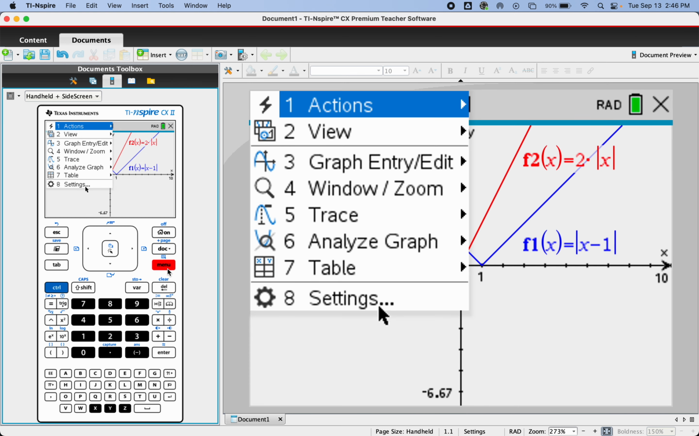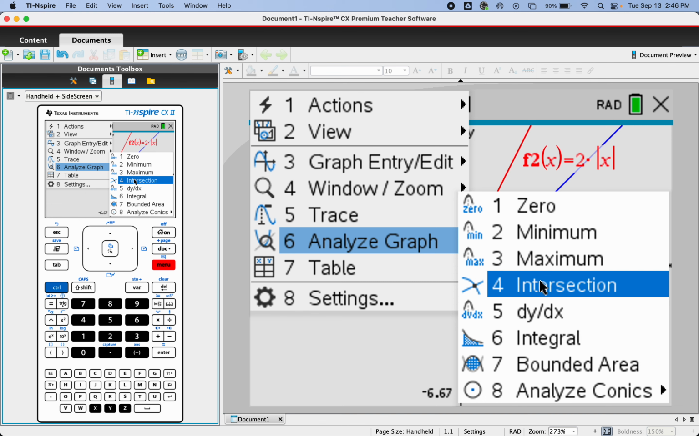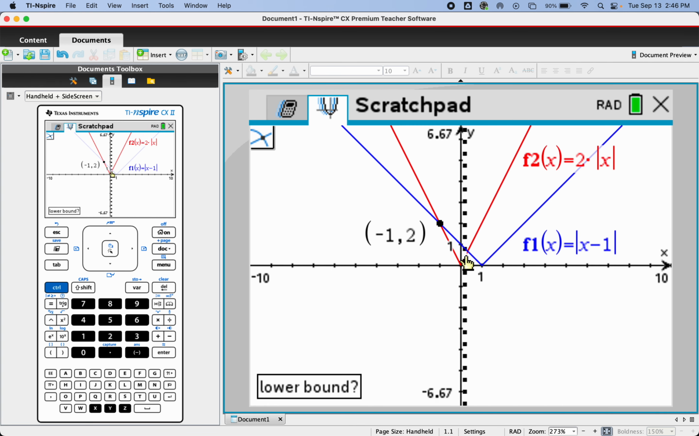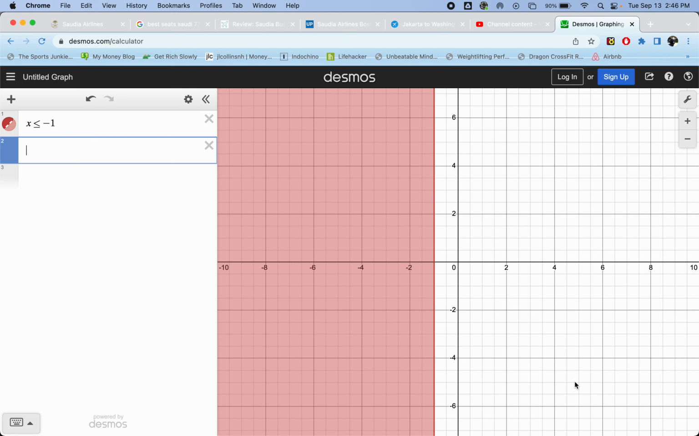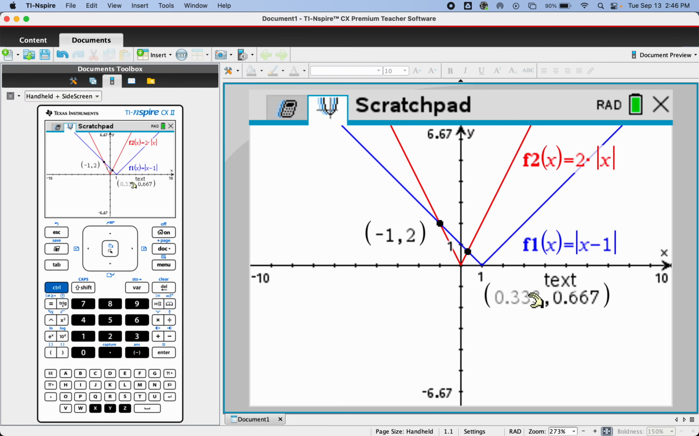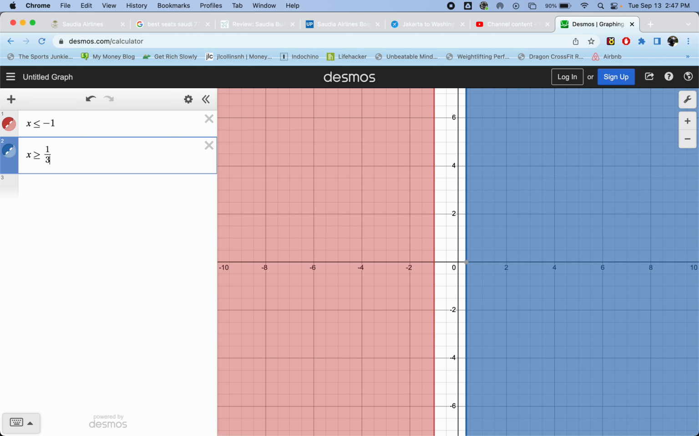I'm going to push menu, analyze graph, option 6, intersection, which is option 4, and now I go through my same procedure. Okay, left of the intersection point, right of the intersection point. Okay, now this is a weird one, right? This is point 0.333, 0.667. Okay, and that's, you know, basically 1/3. Okay, so this region is going to be x values greater than or equal to 1/3. Okay, so the way I would write that is x greater than or equal to 1/3.